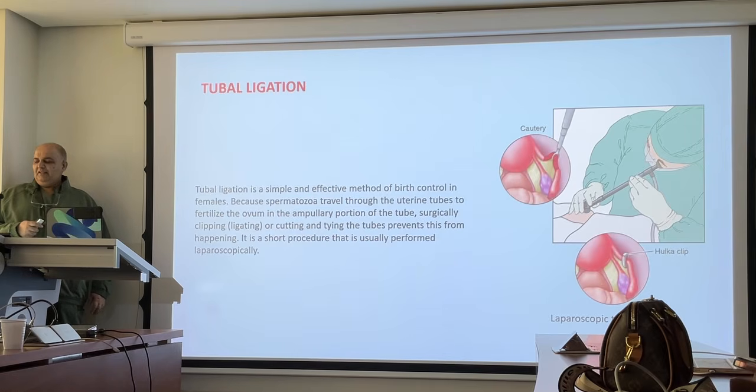Is it reversible? Yes. Because what are you doing? You are putting a clip. But it's not easy. You need someone trained. And if it doesn't work, it's okay. Do IVF. Get her, hyperstimulate her, collect eggs from her.